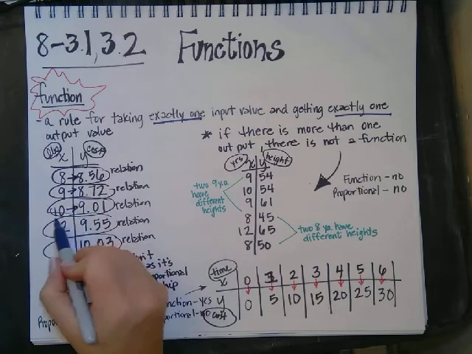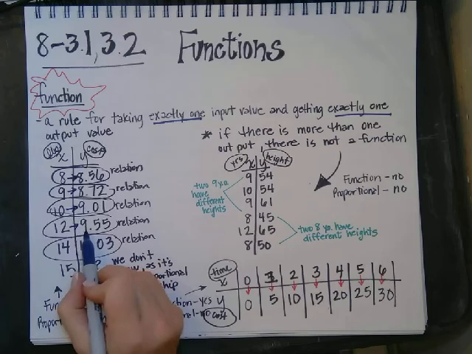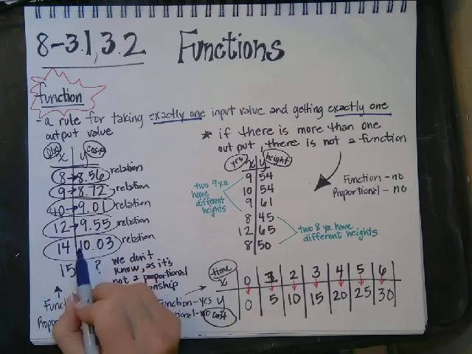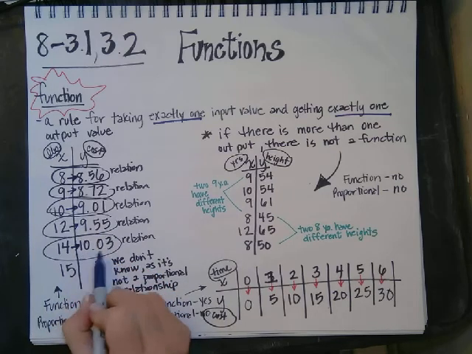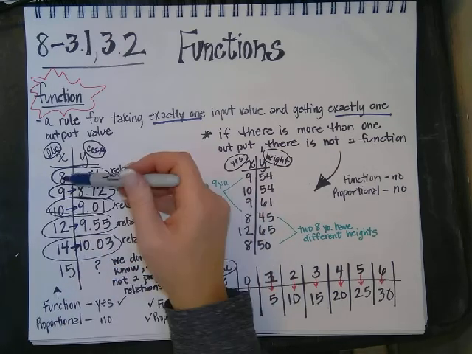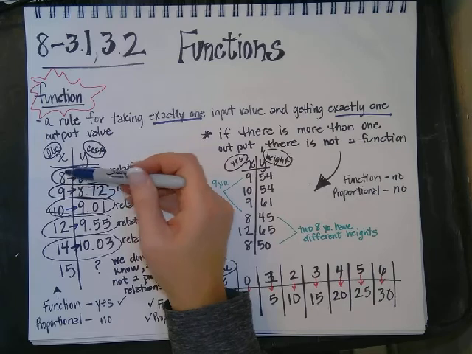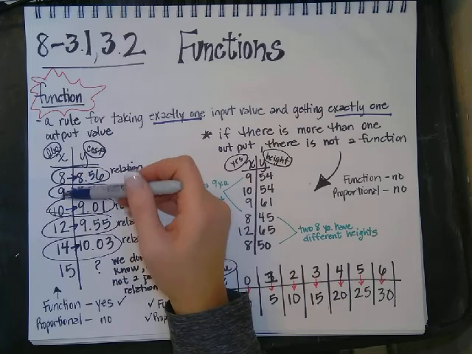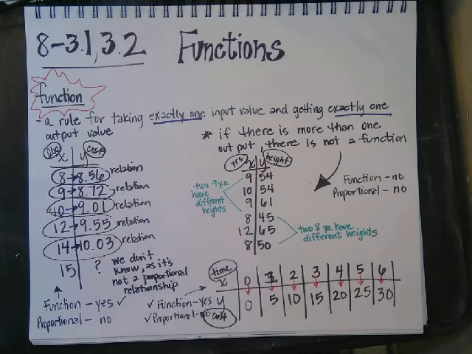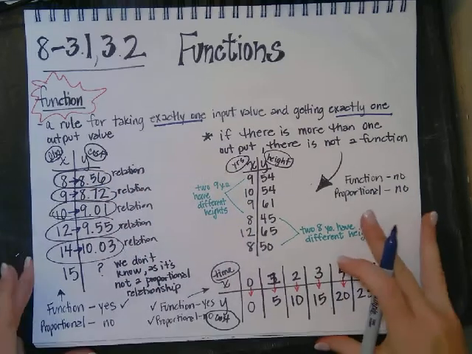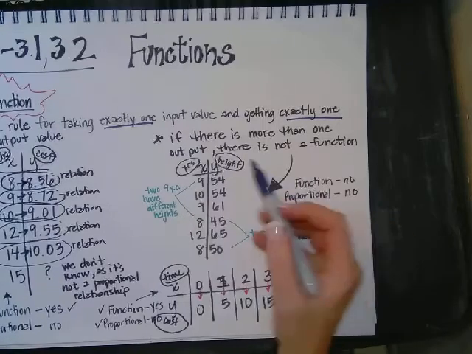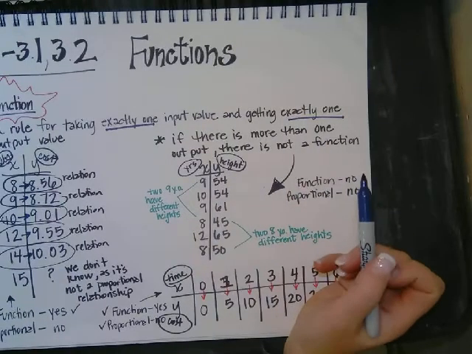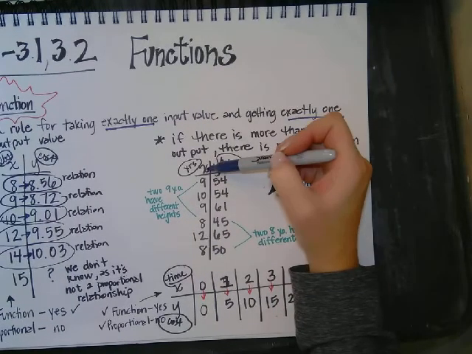So do you notice that none of these numbers are the same? Like you don't see another 9.55 anywhere. You don't see another $10.03 anywhere. So we know that there's exactly one value here for every one value here, and they're all different, so we know it's a function. So if there is more than one input or more than one output, it's not a function.